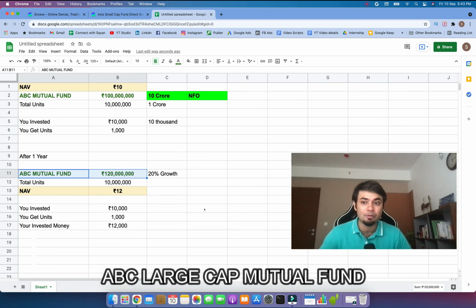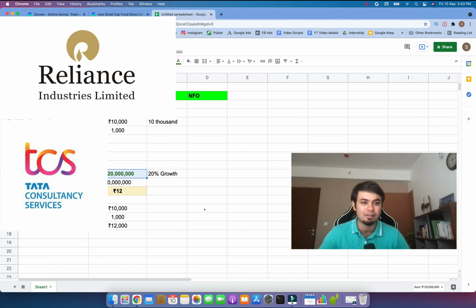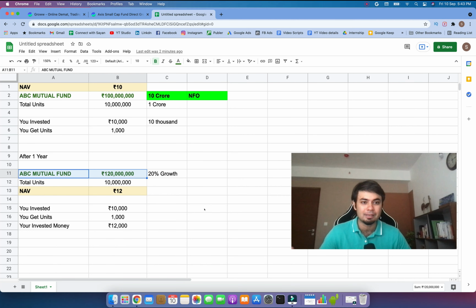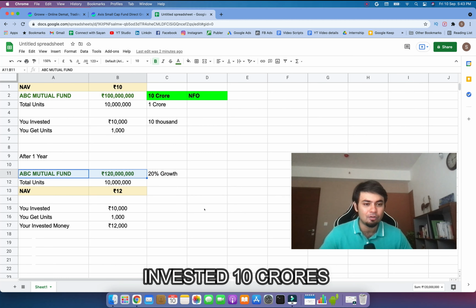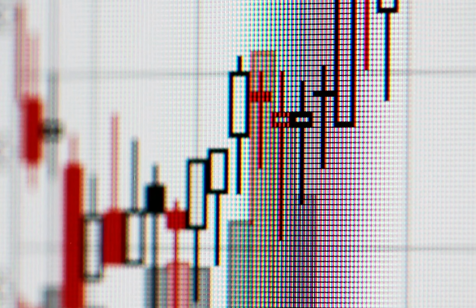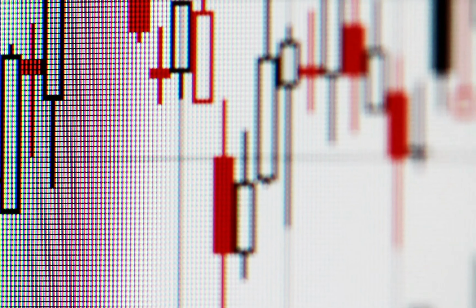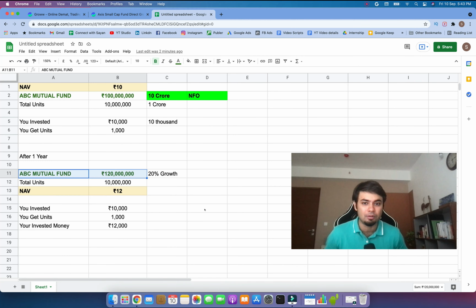So let's say the ABC mutual fund is a large cap fund and it invests in large cap companies. For example, Reliance, TCS, Tata Steel and so on, which are part of the large cap defined by SEBI. It invests in those companies' shares the 10 crore rupees which it gathered in the initial NFO. Now, because the shares of those companies where this mutual fund is invested have increased in value in 1 year, the value of the entire pool of investment that this mutual fund has made in those shares will also increase. And that is the reason the value of the mutual fund has increased from 10 crore to 12 crore. And this happens in all mutual funds, right?